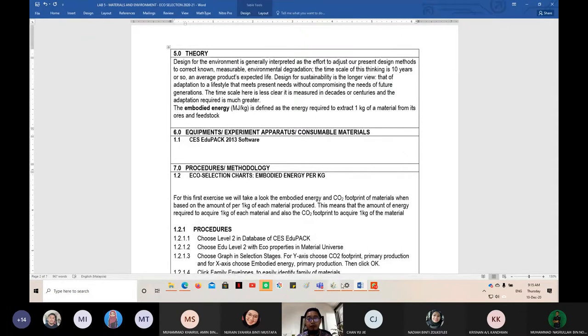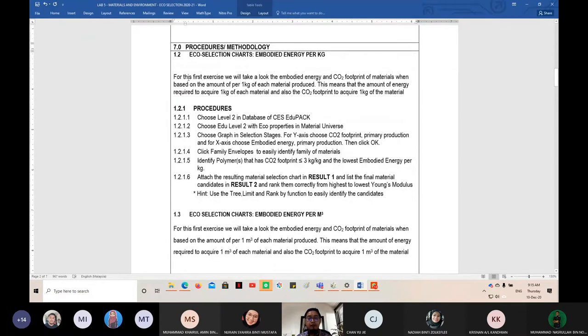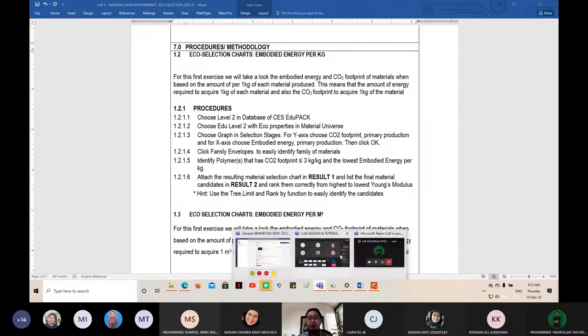So first we start, for example, by taking a look at the embodied energy and carbon CO2 footprint of materials, based on the amount of 1 kilogram of each material produced. This means the amount of energy required to acquire 1 kilogram of each material, and also the CO2 footprint to acquire 1 kilogram of the material.